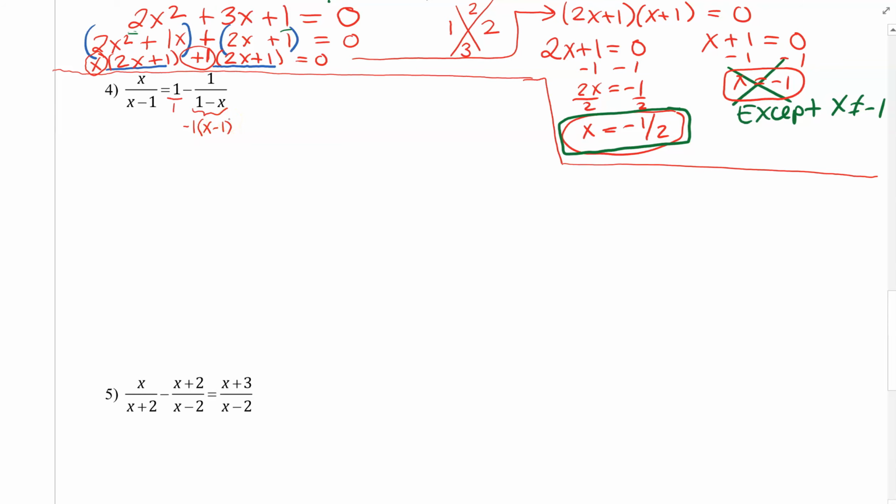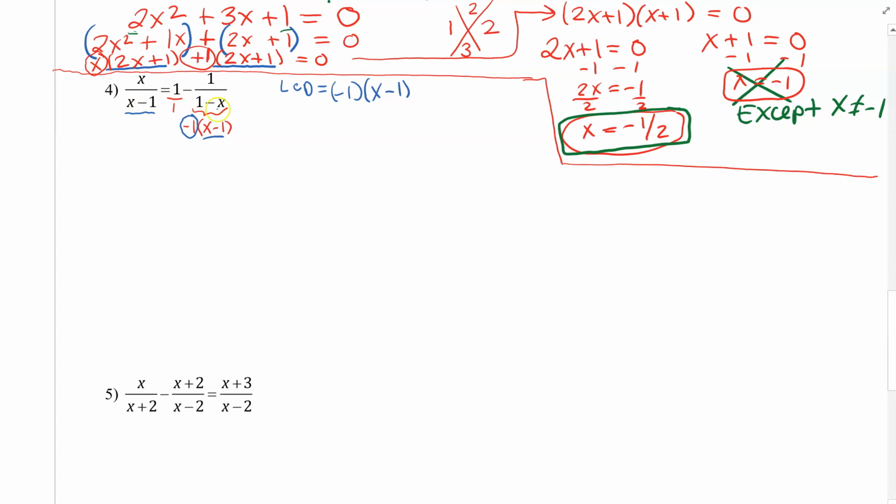Now, why would I want to do that? Who cares, right? Well, because it helps me see what my LCD should be. Because now I see, oh, I have a common factor of x minus 1, and I have a remaining factor of negative 1. So my LCD should be negative 1 times x minus 1, the remaining factor times the common factor, which is actually not that complicated. It's a lot simpler than if I just multiplied these to each other.